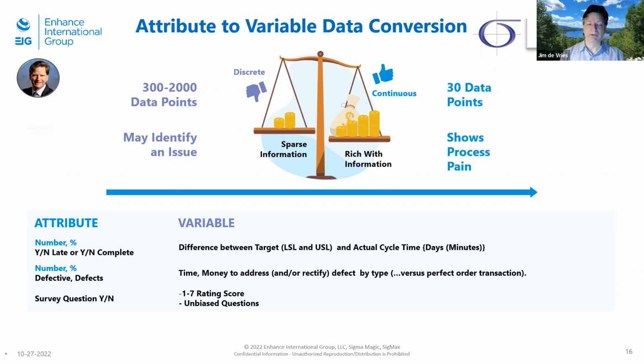The same with the number or the percentage of defect or defectives. Again, defects are the inputs of the process. Again, time and money to address and rectify the defect in type, that's the pain in your process. If you're able to capture that, you're going to be able to take much smarter action on that.